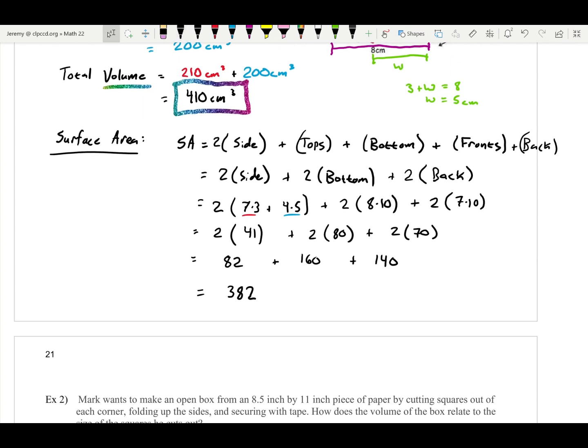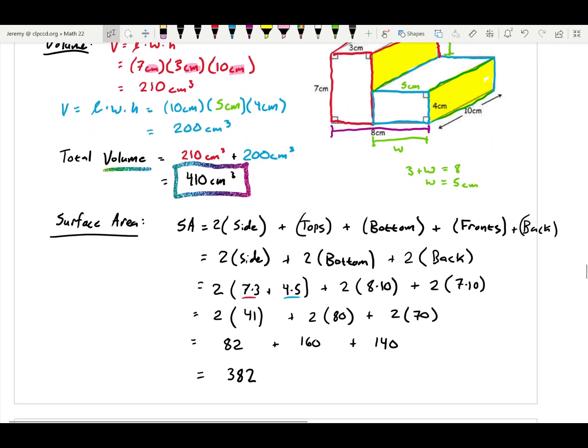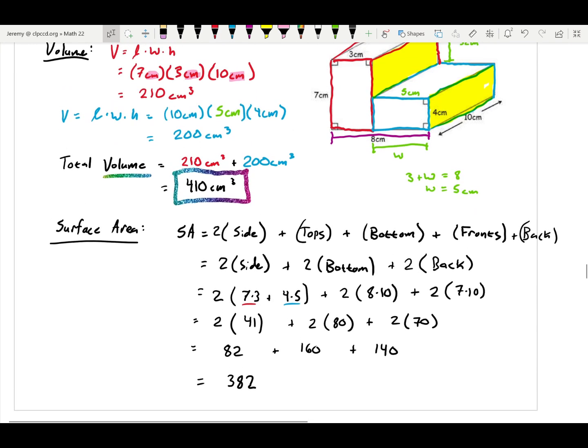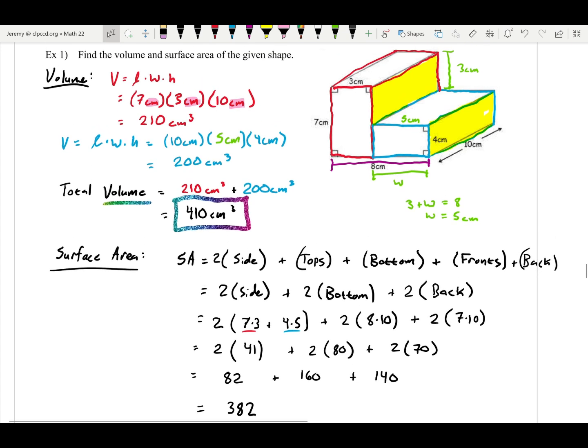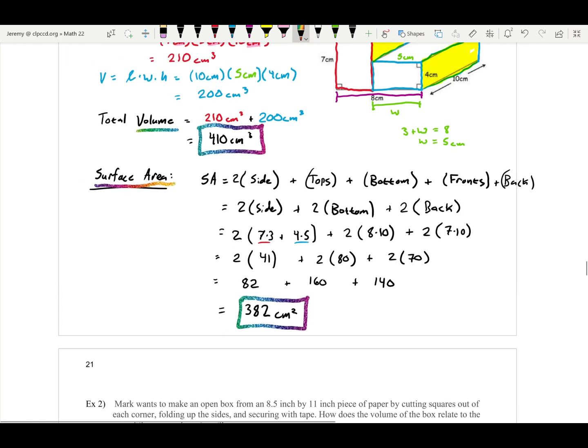Okay, and then what are our units going to be for this surface area? Yes, I know we're talking about a 3-dimensional object here, but area is a measure in 2-dimensional space, right? We're just adding up the area of a bunch of 2-dimensional rectangles here. So this is actually going to be in centimeters squared. And this is our surface area.